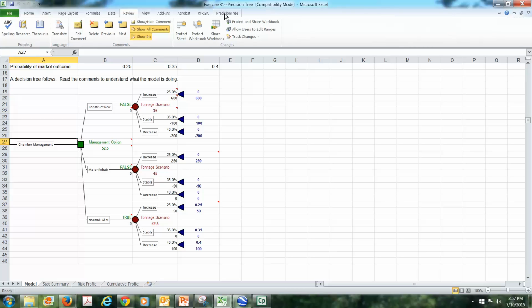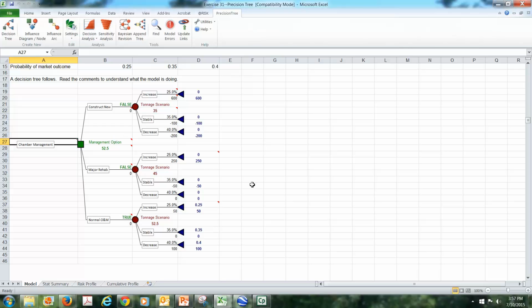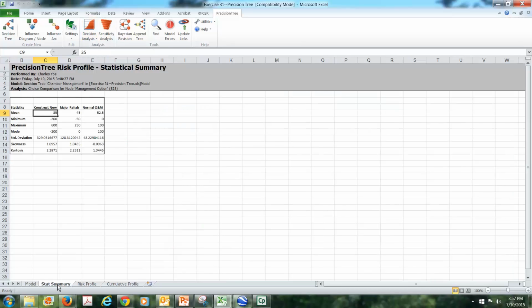Now when we have PrecisionTree up, after we build our model, we have the obvious choice to take here, which is this is the true decision to make, normal operation and maintenance in this case. But if we go up to the decision analysis and click on decision analysis, it would yield a number of results for us. One of these would be the statistical summary.